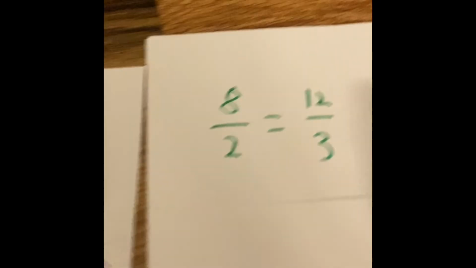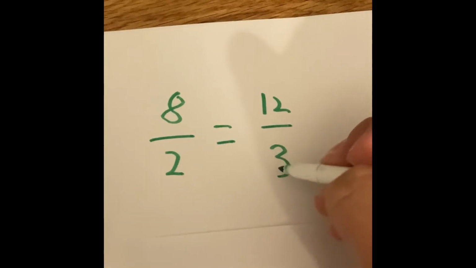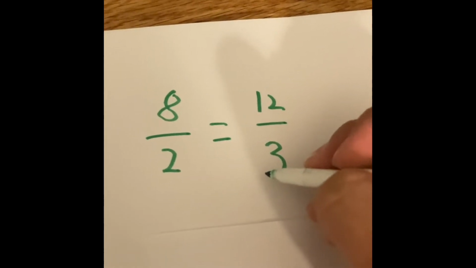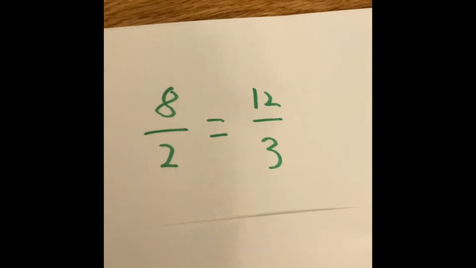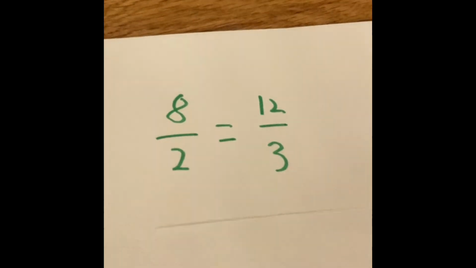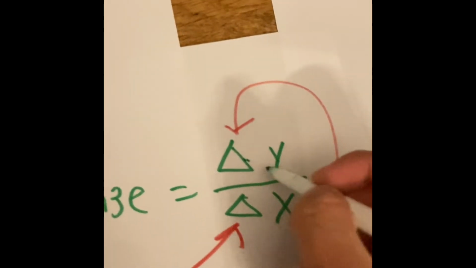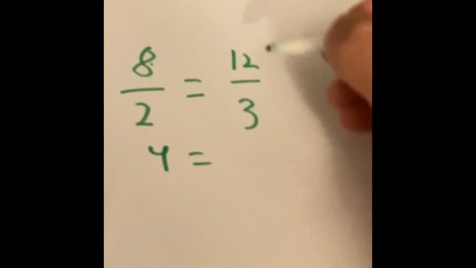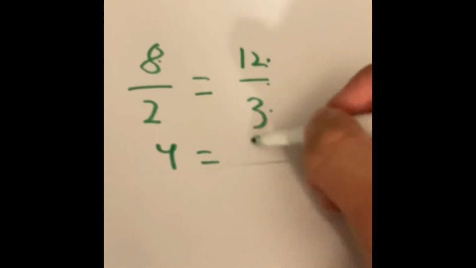So, if we have numbers that are equal to each other, that tells us the ratio table is going to move at a constant pace. Following the formula for a rate of change, the change in y divided by the change in x, 8 divided by 2 is 4, and 12 divided by 3 is also 4.